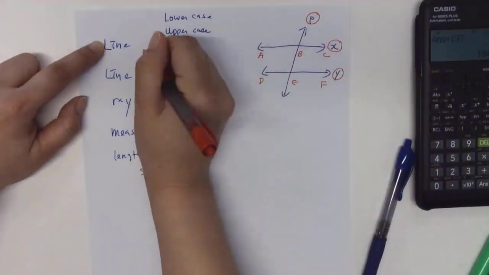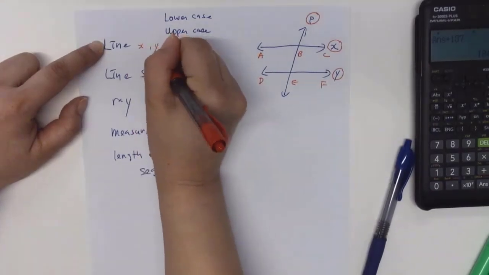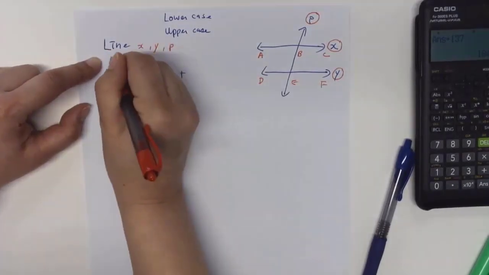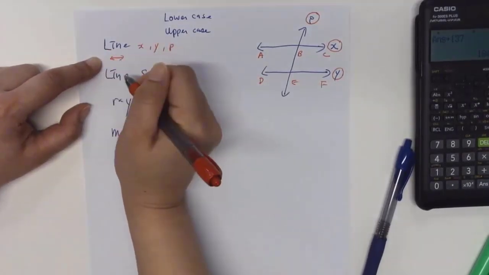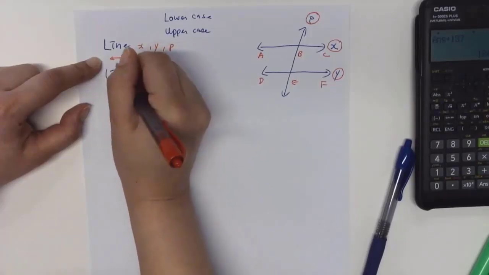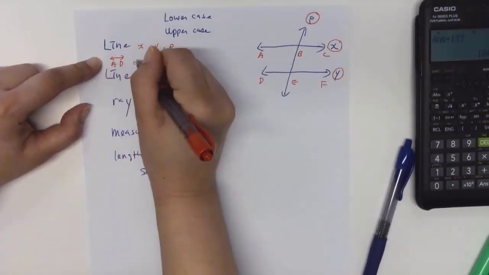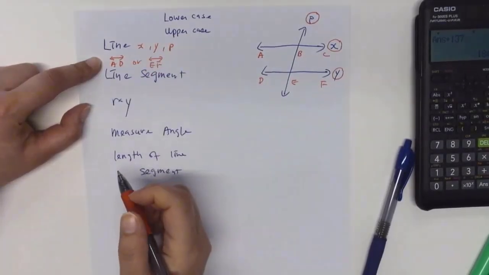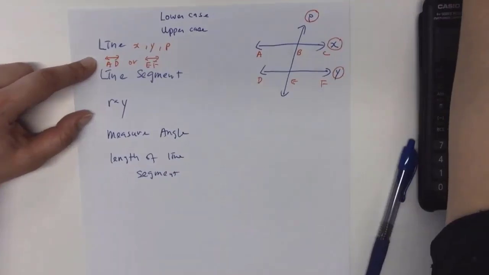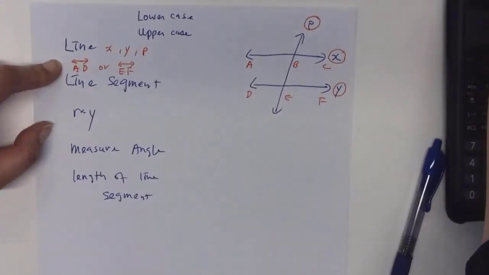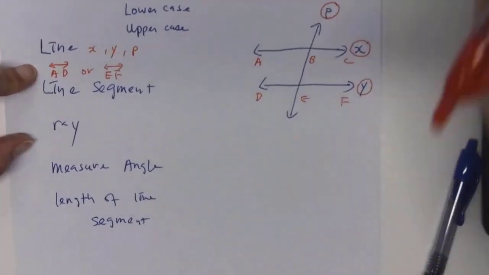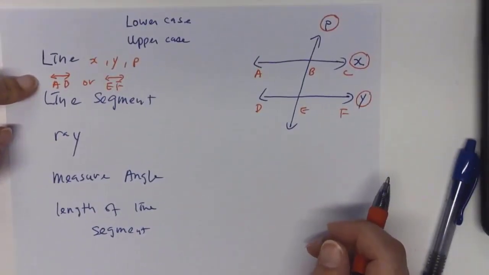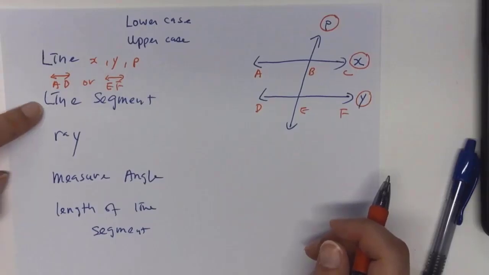So I can say a line, we can say x, y, and p. But if you want to spell it out with the notation, it would have that double-sided arrow, meaning it goes forever on both sides, for AB, or we can say EF, or something like that. So both of them would be considered correct for a line. Okay, are we okay? So don't mix the uppercase and lowercase letters. You guys did that on the homework.